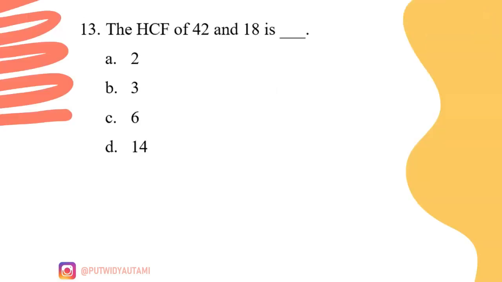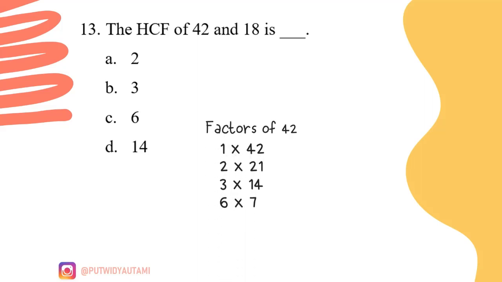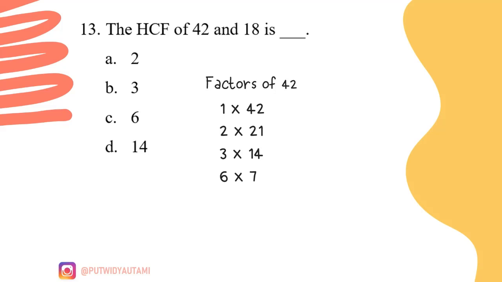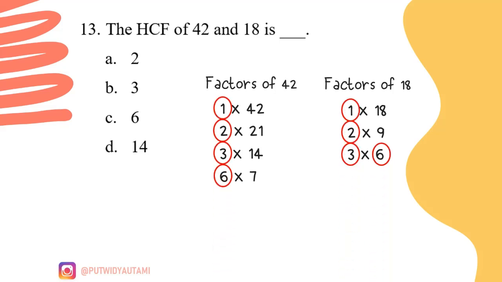Number 13. The HCF of 42 and 18 is, list the factors of 42 and the factors of 18. Then find the common factors. Now look at the highest. Yeah, it's 6. The answer is Charlie, C.